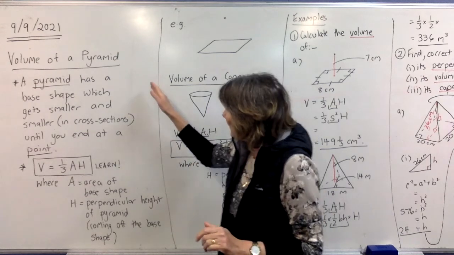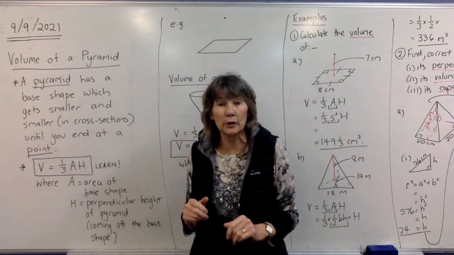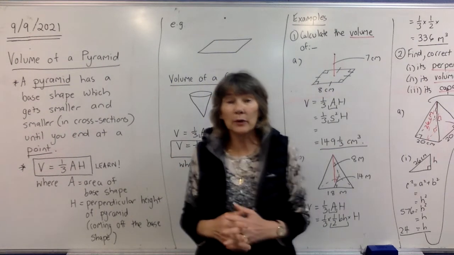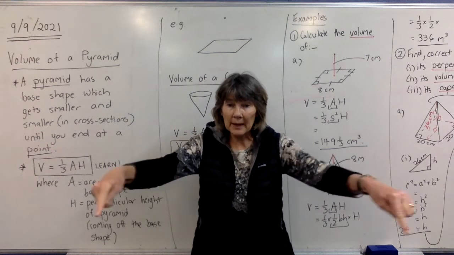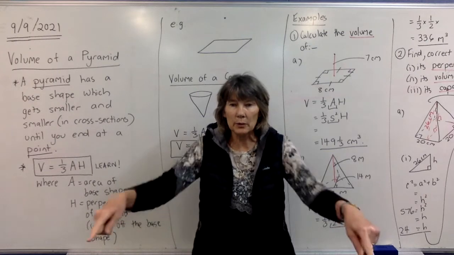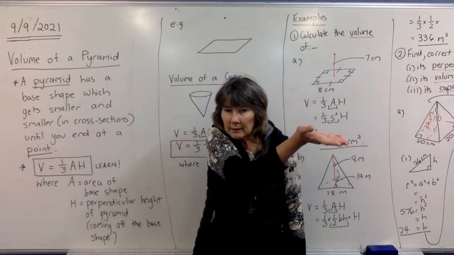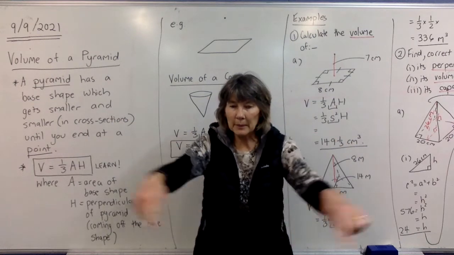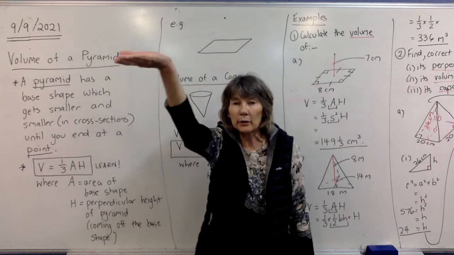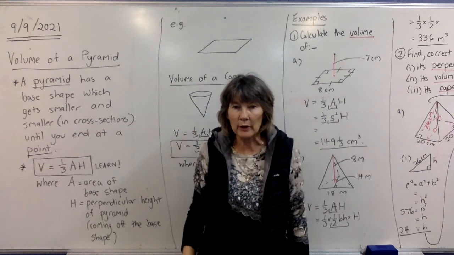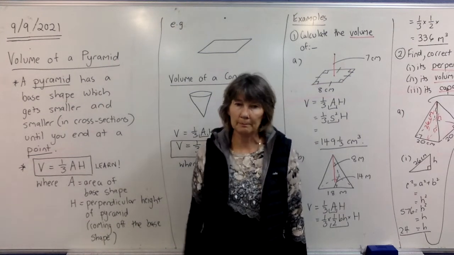So a pyramid has a base shape which gets smaller and smaller in cross sections until you end up with the point. If you think of the pyramids in Egypt, they are square pyramids. So they have a big square base, a really big square base. Now if we slice the pyramid through like that, you'll find that the big square base still is a square wherever you cut it, but the higher you go, the smaller the square is that you've got as your cross section. And eventually you end up at a point right at the top.